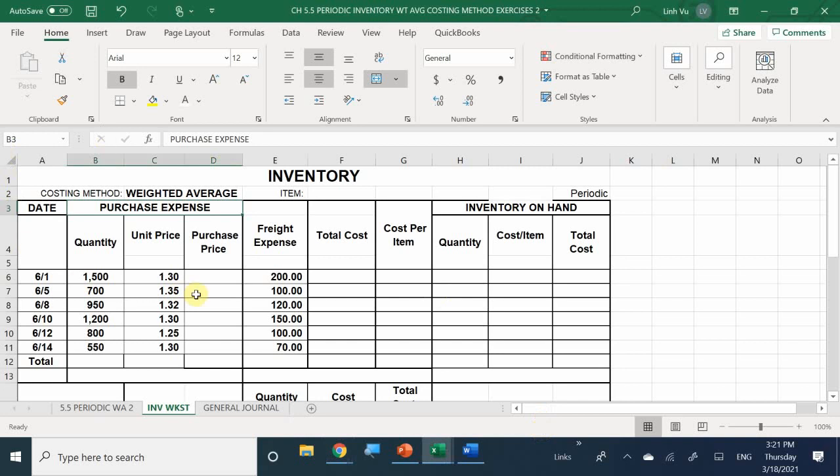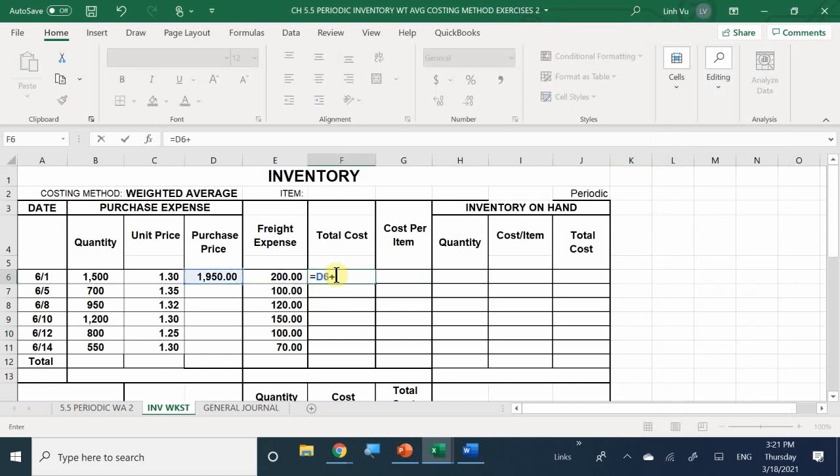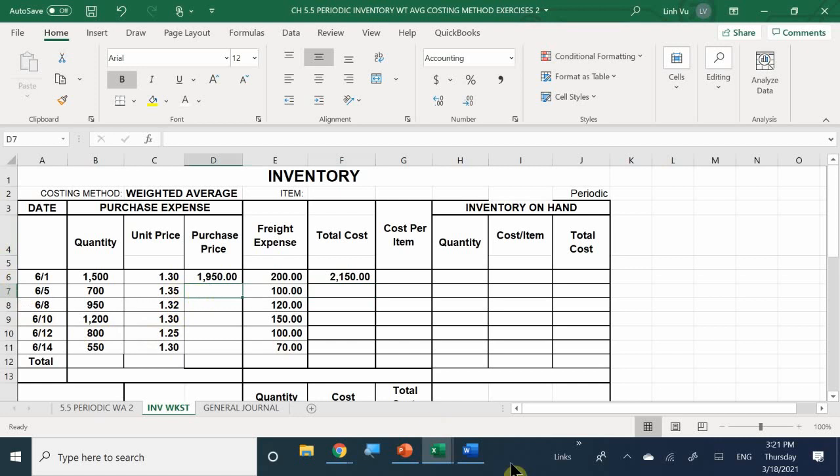So once again, here we have the sheet. What is going to be the purchase price for the first one? The first one, on June 1st, we purchased 1,500 items at $1.30. So what is my purchase price? $19.50. $19.50 plus 200 of freight gives me a total cost of $21.50. We already know that we have a whole bunch of purchase of inventory. Do we need to solve for the cost per item? No. Okay. What about the next one?